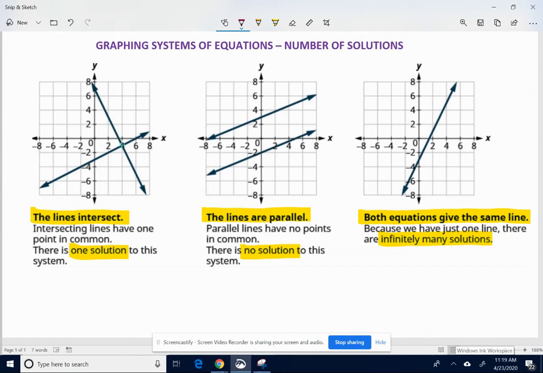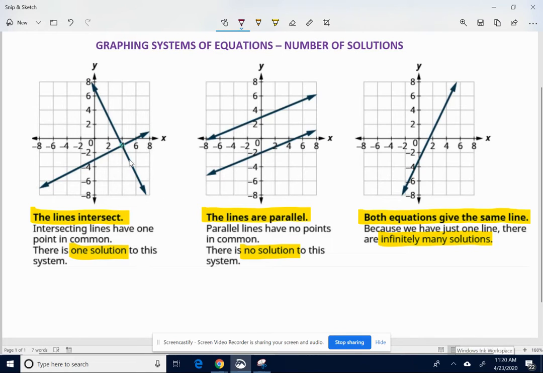Okay, I wanted to take one e-learning day, take this a little bit further, and look at the number of solutions. We're graphing systems of linear equations, and you've done this before, but with a number of solutions. But when we did it before, we didn't have standard form, and we never ended up with a third possibility. So let's review this a little bit.